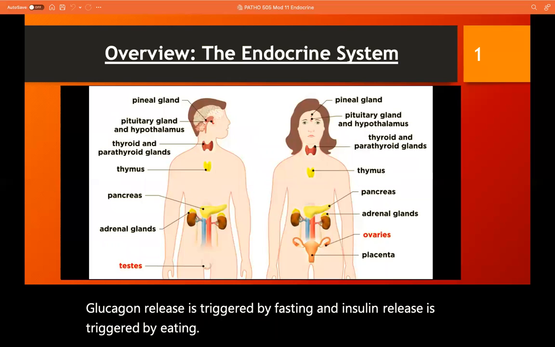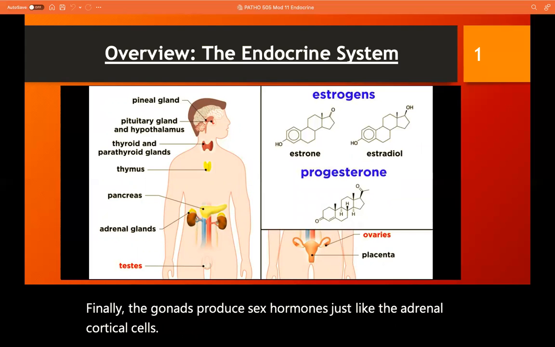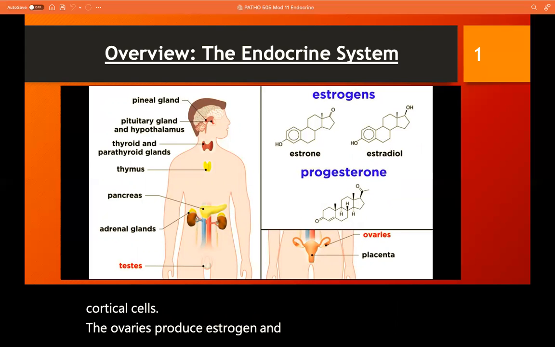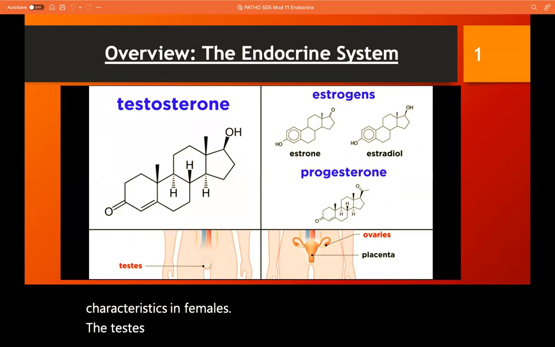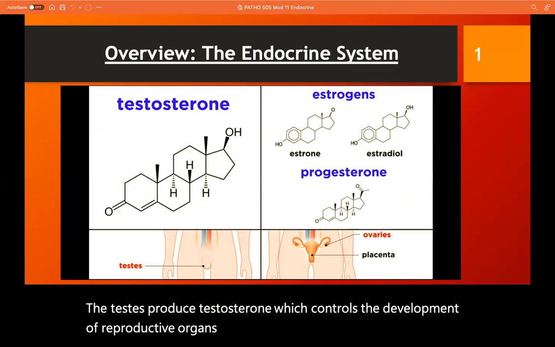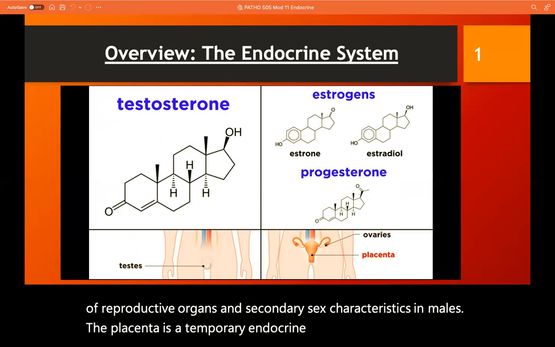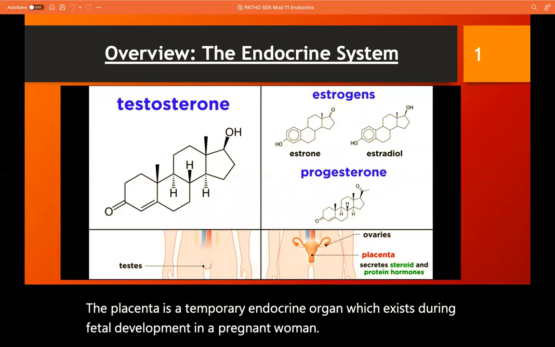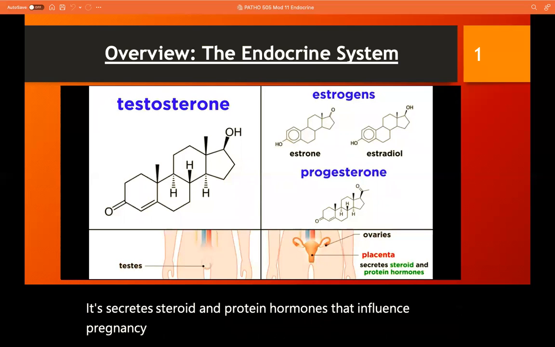Finally, the gonads produce sex hormones just like the adrenal cortical cells. The ovaries produce estrogens and progesterone, which control the development of reproductive organs and secondary sex characteristics in females. The testes produce testosterone, which controls the development of reproductive organs and secondary sex characteristics in males. The placenta is a temporary endocrine organ which exists during fetal development in a pregnant woman. It secretes steroid and protein hormones that influence pregnancy and support the development and growth of the fetus.